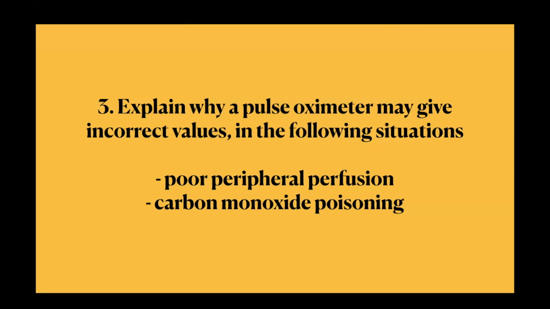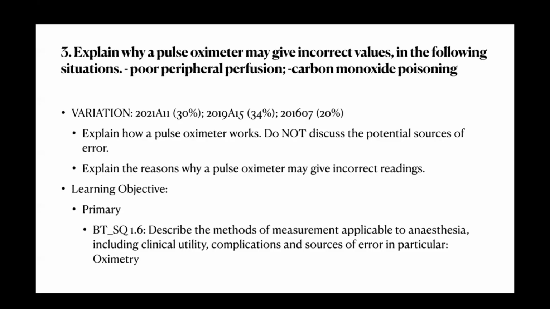So you could see there were a couple of questions like this, and I'll show you as we go along. Now, I have classified this as yellow because it is a variation of the 2021 A11, 2019 A15, 2016 7. So lots of questions on pulse oximetry, and the variations that you'll see are: explain how a pulse oximeter works, and discuss the potential sources of error. Okay, that one there, I think, is not the one that we want, but certainly the second one is: explain the reasons why a pulse oximeter may give incorrect readings.